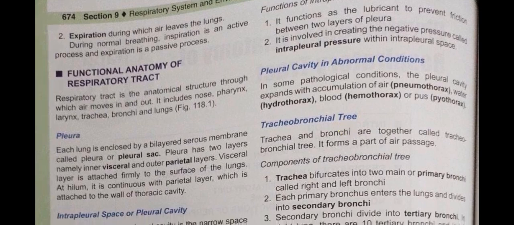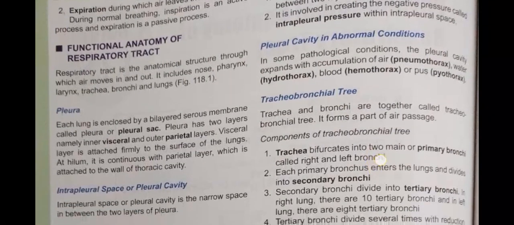Then functional anatomy of the respiratory tract. The respiratory tract is the anatomical structure through which air flows in and out. This includes the nose, pharynx, larynx, trachea, bronchi and lungs. Then pleura. Each lung is enclosed by a bilayered serous membrane called the pleura or pleural sac.